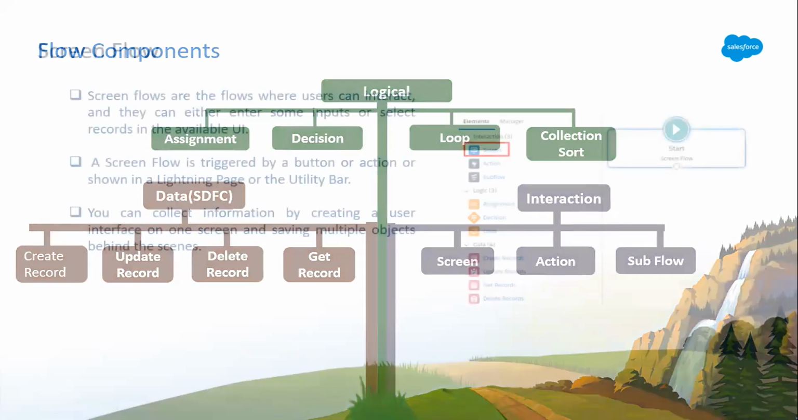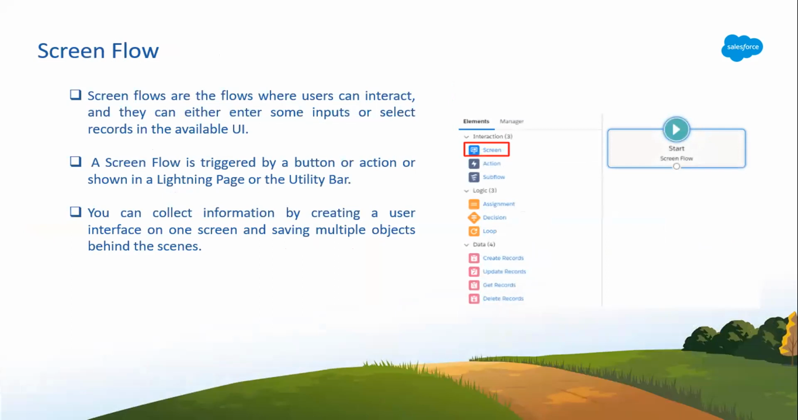Okay, next. As I already mentioned, a screen flow is to add a user interface, to get the input or select the record available in the UI. It can be triggered by using a button, action, Lightning page, or the utility bar. We can collect information by creating the user interface on one screen, and we can save multiple objects behind the screen by using the screen flow. I'm going to demo the screen flow with the platform event trigger flow.